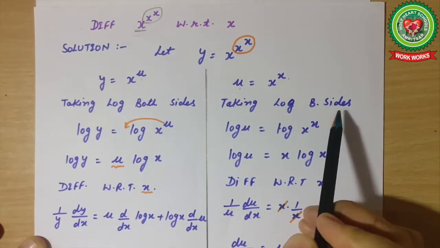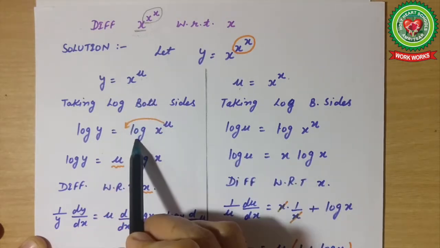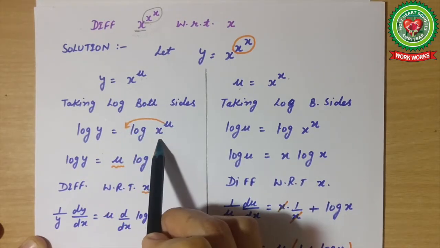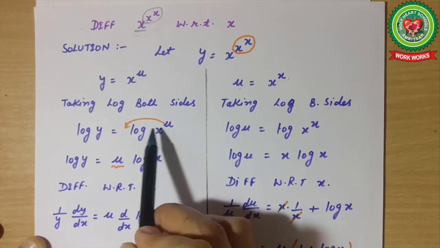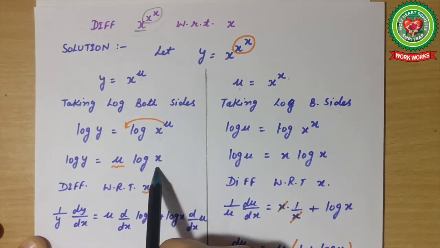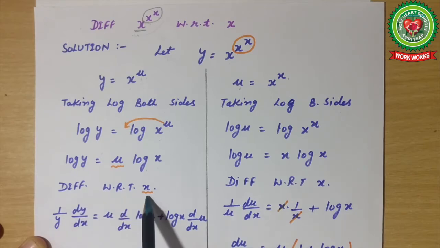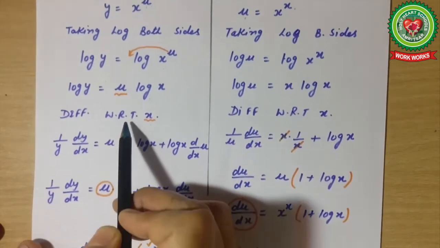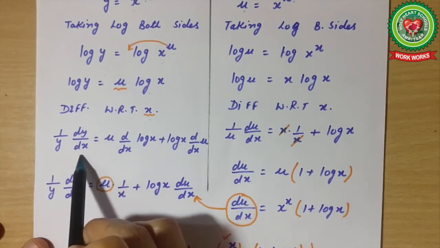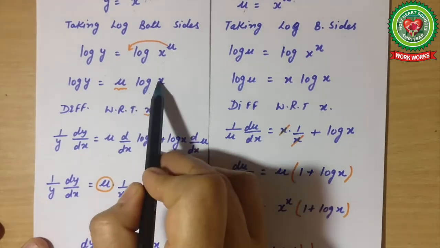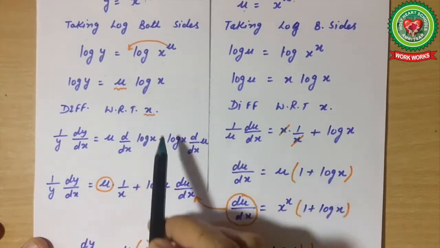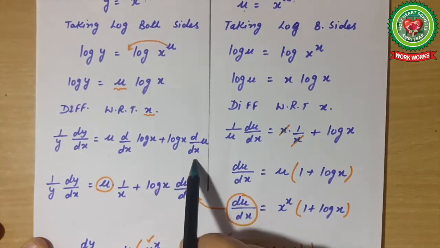Taking log both sides, log y. Again, when we take log here, it will be the power rule. We will apply the power rule first, u log x. Now again, we will apply the product rule here. Differentiation with respect to x, 1 upon y, dy upon dx. As we know, log y differentiation is this one, u, d/dx of log x, second function log x, d/dx of u.